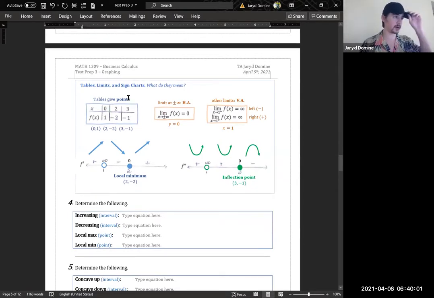So we are given a bunch of different things. We're given a table for one thing. We're given a bunch of limits, and then we're given sign charts for f prime and for f double prime. It's a lot of stuff being thrown at you, but I'm going to show you what each one of these means.